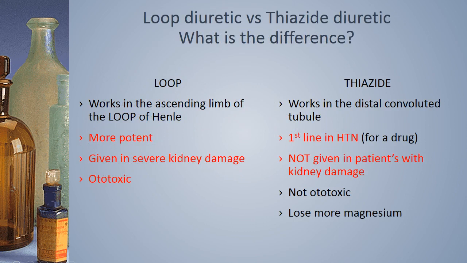Well, mechanism of action: your loops are going to work in the loop of Henle. Your loops are going to be more potent. They're going to be given with severe kidney damage, and they can be ototoxic. Your thiazides are going to work in your distal convoluted tubule. They are the first line drug for hypertension, and they are not given in patients with kidney damage. They're not ototoxic, and you could lose more magnesium with them.